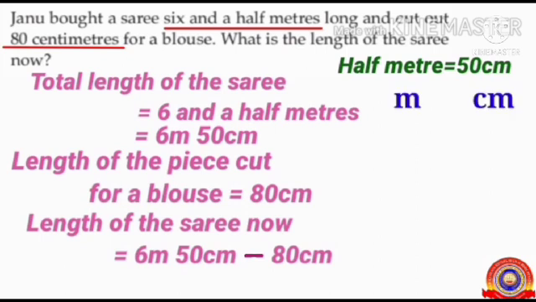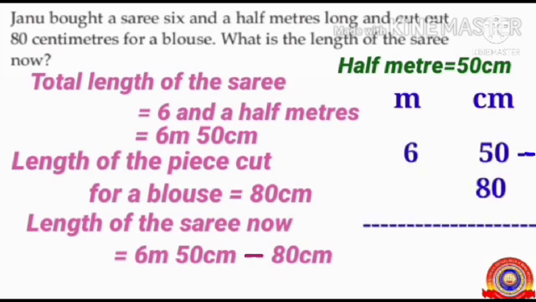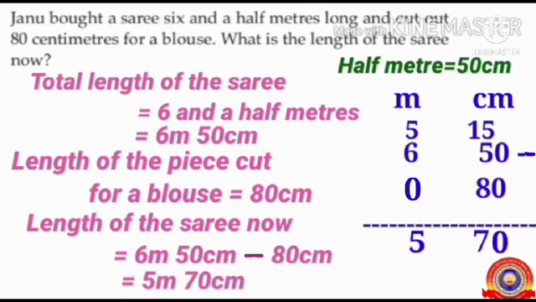Arrange meter and centimeter as shown here. Then write 6 below the meter and 50 below the centimeter. Then write 80 below the centimeter. There is no meter. Then subtract 0 minus 0, 0. We can't subtract 8 from 5. So borrow 1 from 6. Then 5 becomes 15 and 6 becomes 5. 15 minus 8, 7. 5 minus 0, 5. So, length of the sari now equals 5 meters 70 centimeters.